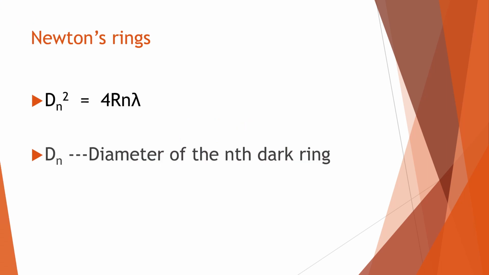For doing problems, you must remember this formula. Dn square is equal to 4Rn lambda, where Dn is the diameter of the nth dark ring, capital R is the radius of curvature of the planar convex lens, lambda is the wavelength of the incident light, and n is the order of the ring.